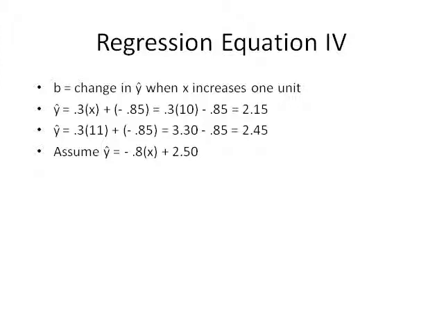Before going to the next slide, see if you can answer this question. If the bivariate regression equation is y hat equal to 0.80x plus 2.50, what is the predicted value of y when x equals 5 and when it increases by 1 unit to x equals 6? How should y change when x changes from 5 to 6?